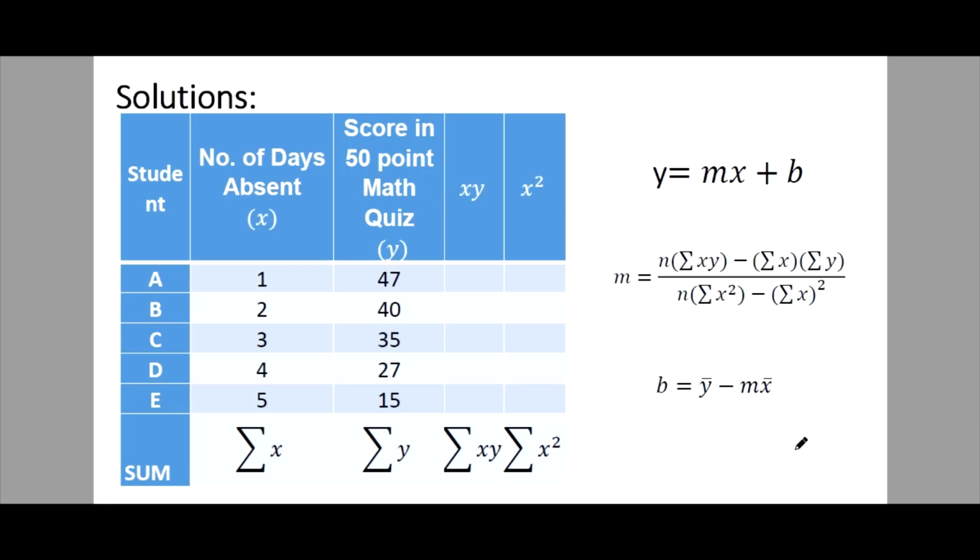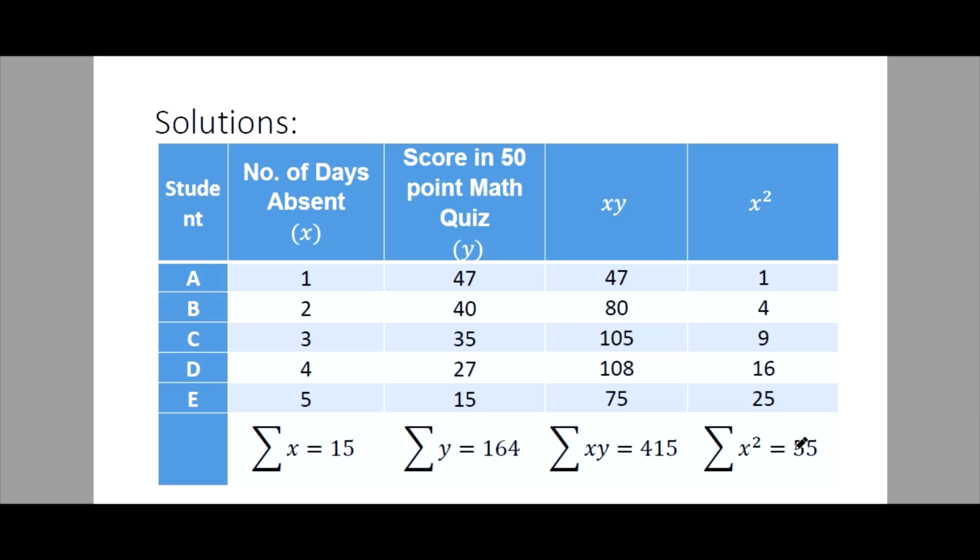So again, we have this. So xy, 1 times 47 is 47, 2 times 40 is 80, 3 times 35 is 105, and so on. And on the last column, you just take the square. Okay, so x squared, we have 1, 2 squared is 4, 3 squared is 9, 4 squared is 16, 5 squared is 25. And then on the last row, just take the sum of each column.